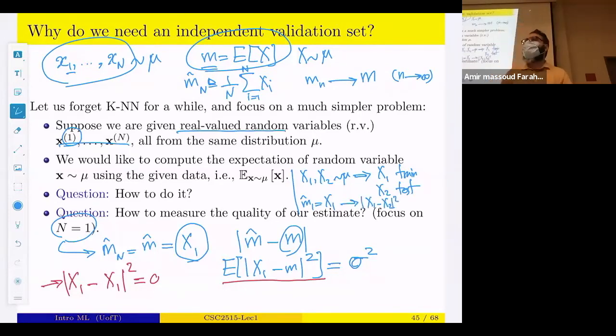And that would be an estimate of my error. So in this case, this difference would not likely be zero. So it gives a kind of estimate of the variance that I have. Of course, if you have only two data points, your estimate would be very inaccurate.